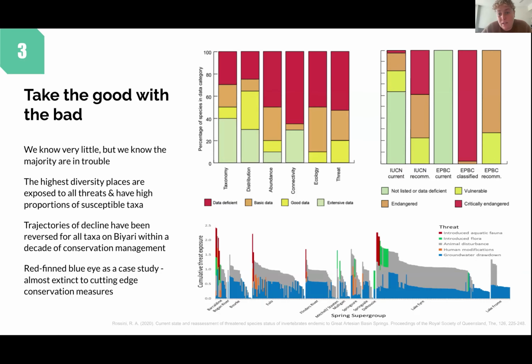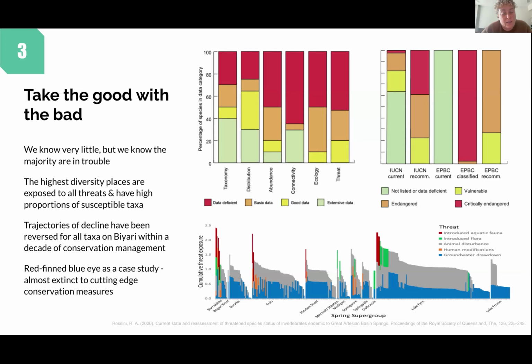But if you use the information we have and you assess them against the broader criteria, most species from the GAB system, that figure is just for the gastropods, should be listed as some form of threatened, most of them critically endangered if we use our national legislation's criteria. The picture on the bottom too is that they are endangered for legitimate reasons. So that's a line for every single springs complex.